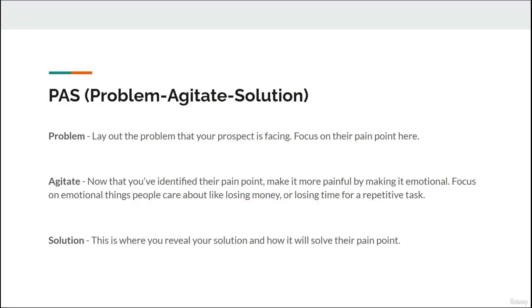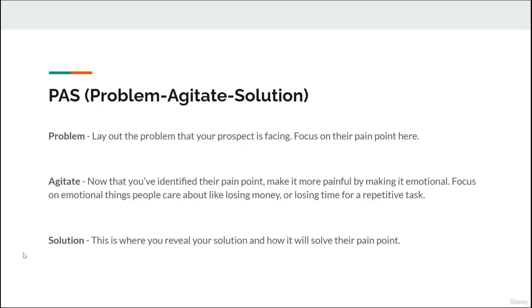So this is simple. This is how you want to lay it out. Firstly, you just want to discuss the problem that they have. You want to go after their pain point here, right? So lay out the problem that your prospect is facing, focus on their pain point. Number 2, now that you've identified the pain point, you want to make it more painful by making it emotional.